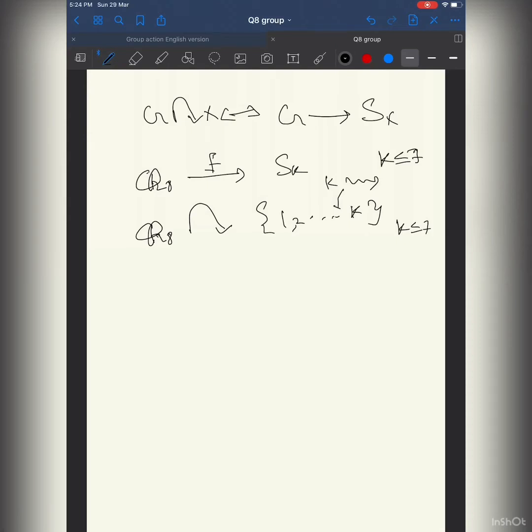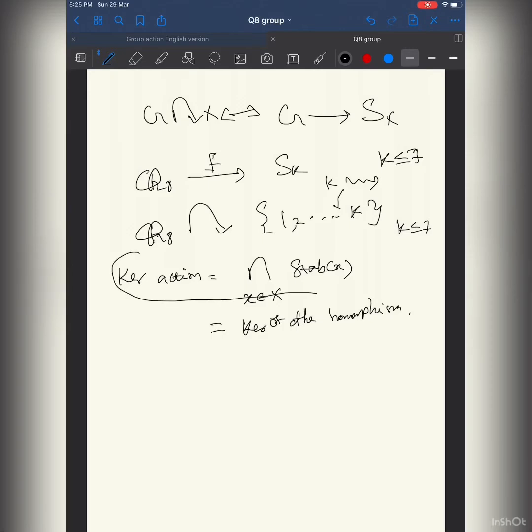There I defined the kernel of an action, which is the intersection of all stabilizers, and also proved in my group actions videos that the kernel of the action is the kernel of the homomorphism. So what I am going to prove is that this kernel is always greater than 1.